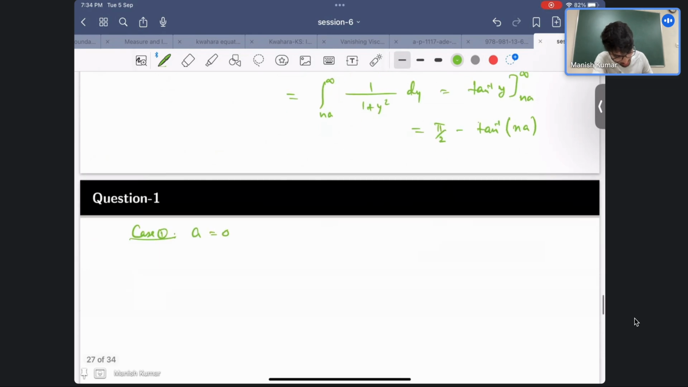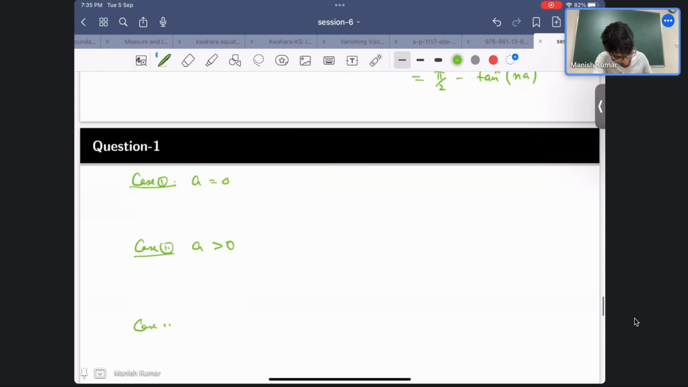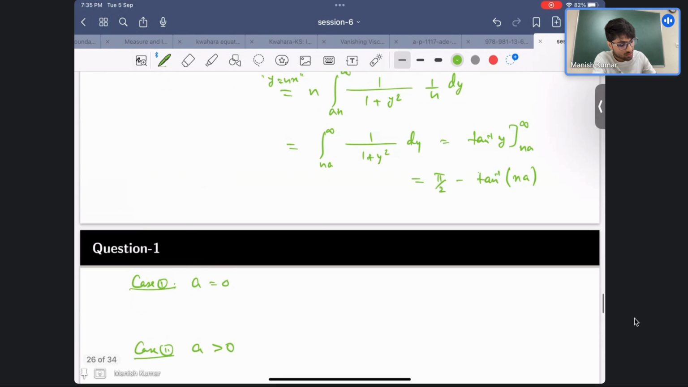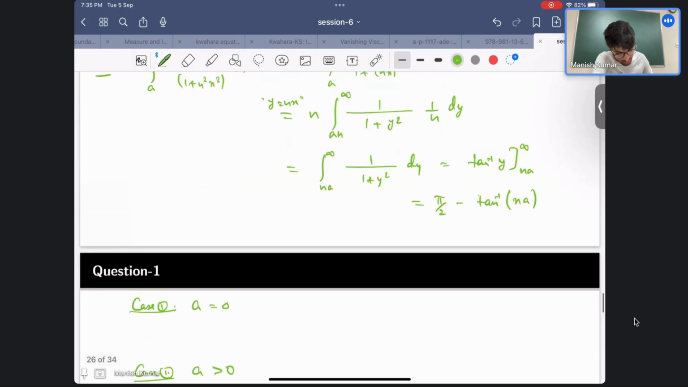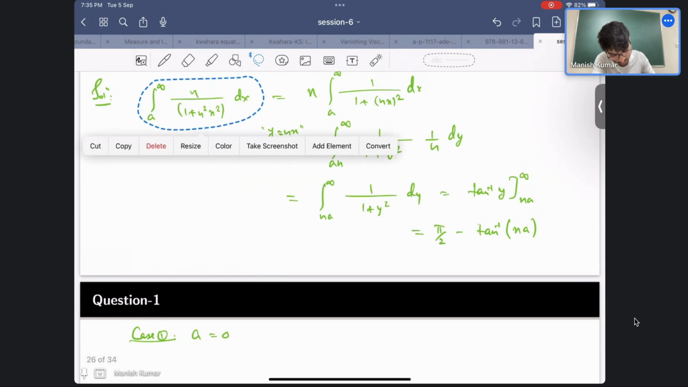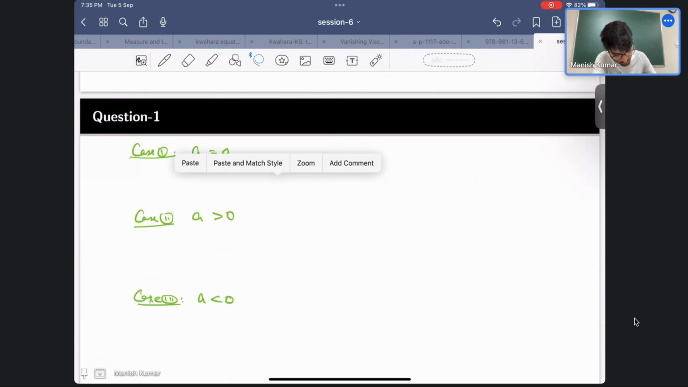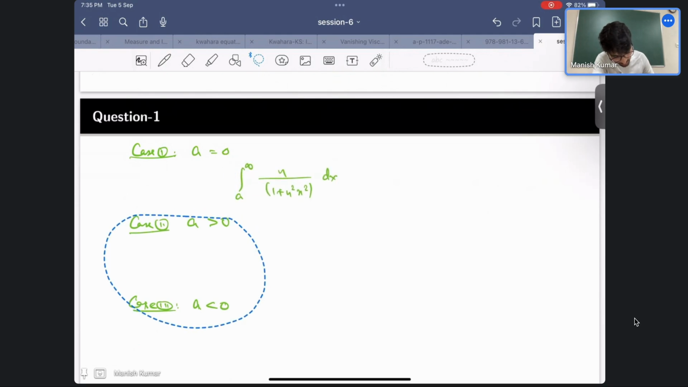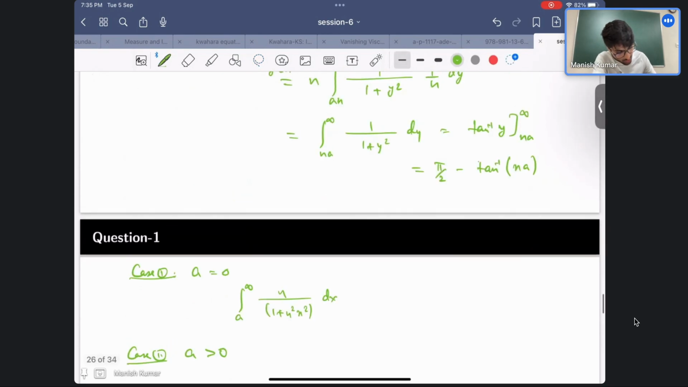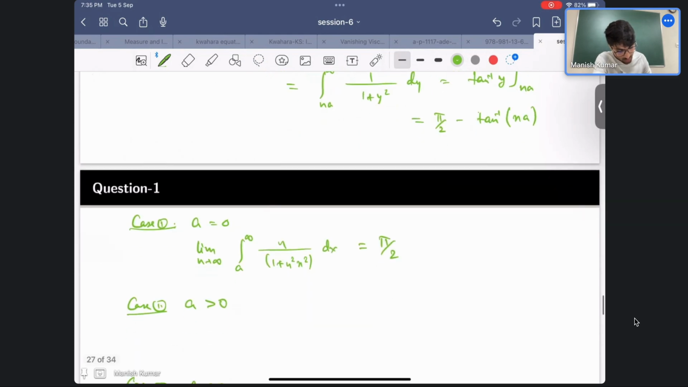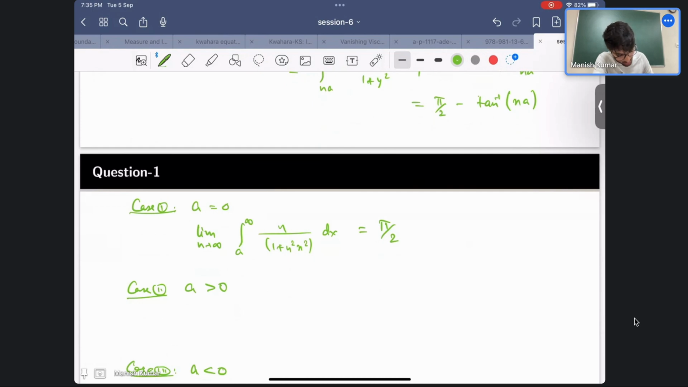Okay, case 2 when a is positive, and case 3 is when a is negative, right? Now when a is 0, you can clearly see tan inverse of 0 is 0. So in that case this integration is going to be just pi by 2, right? And if you take the limit of n also, since the RHS is independent of n, we'll get pi by 2, right?